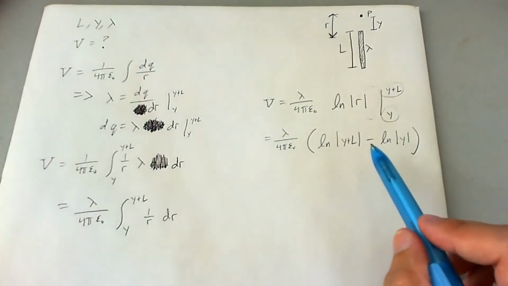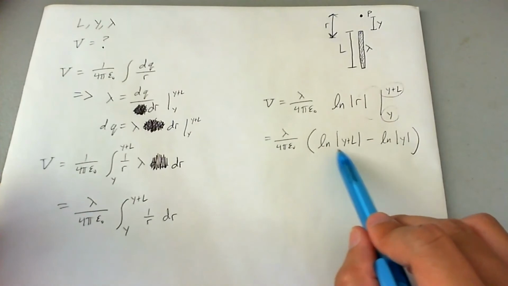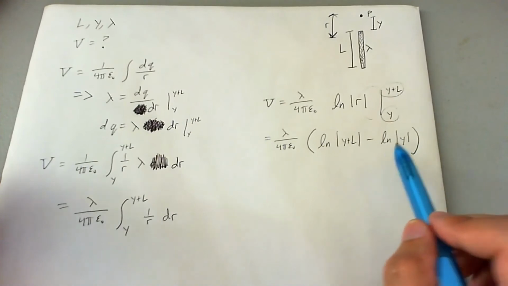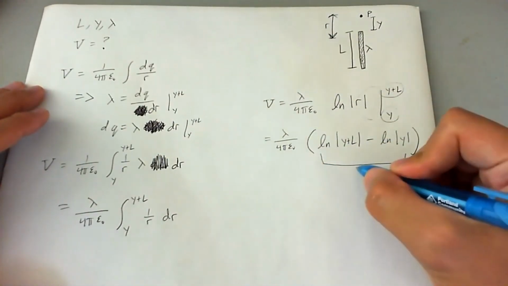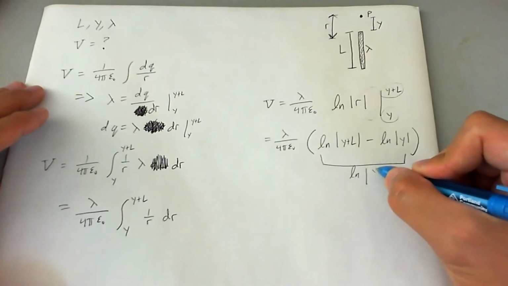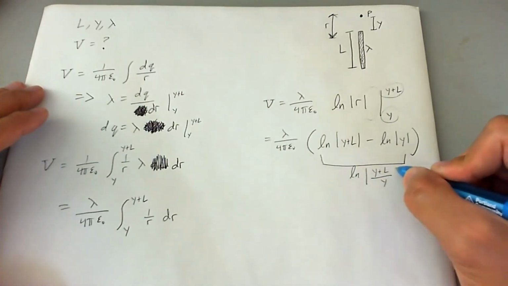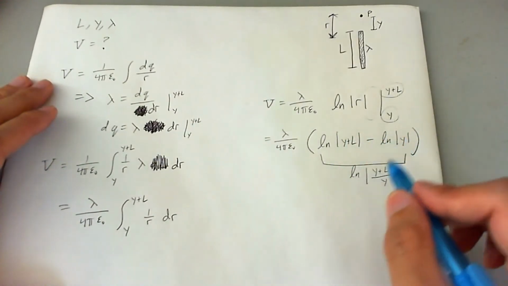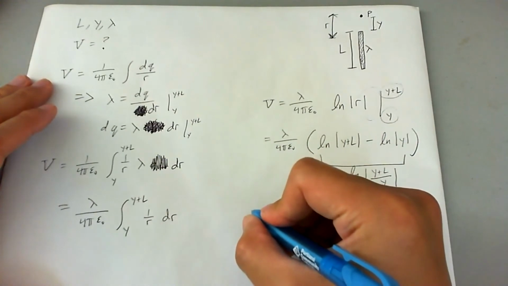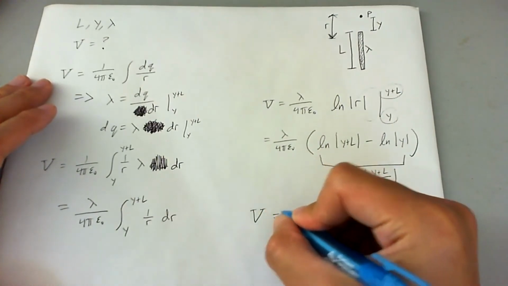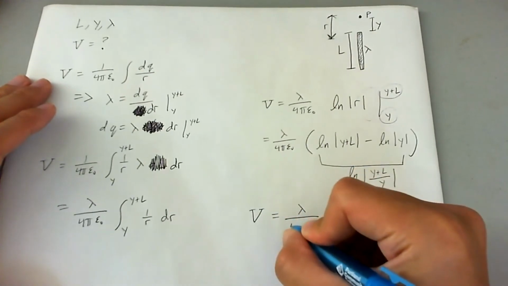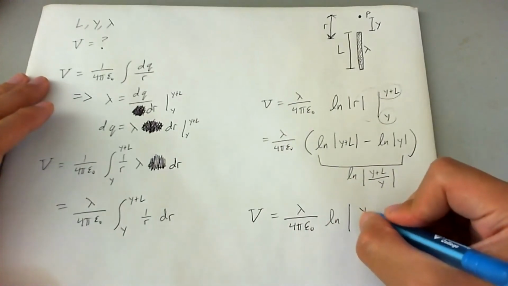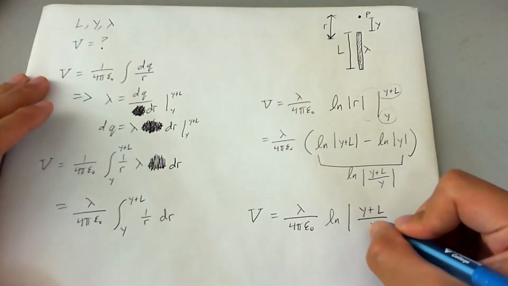The laws of natural log say that if you have a natural log with an argument minus another natural log with another argument, it's equal to a natural log of the first argument divided by the second argument. That's the law of natural logs. Let's go ahead and replace this with that, and we end up getting the final answer. Voltage is lambda over 4 pi epsilon naught, natural log, the absolute value of y plus L, divided by y.